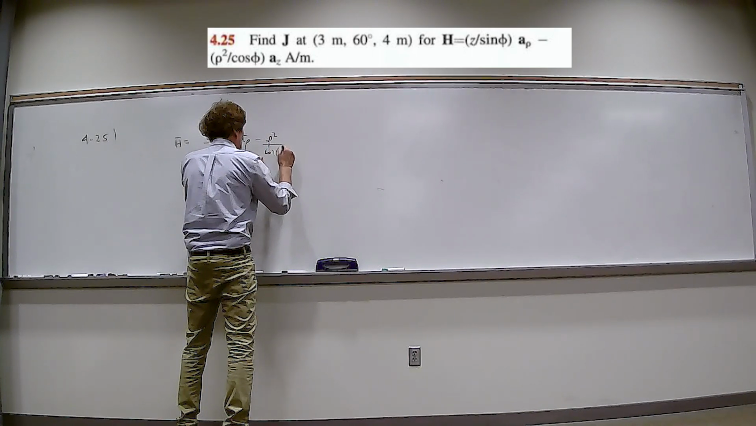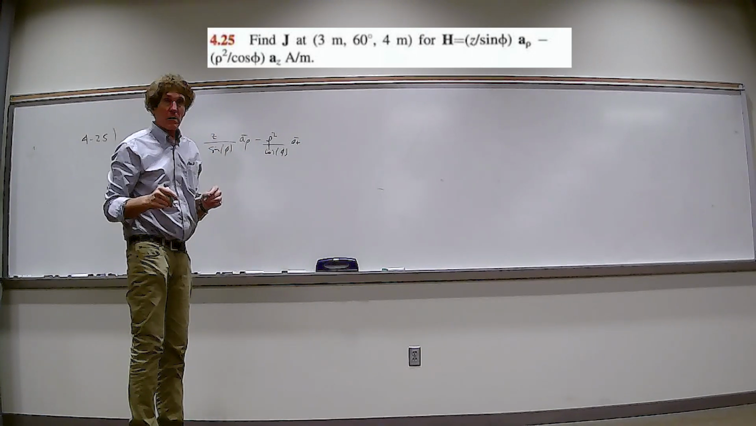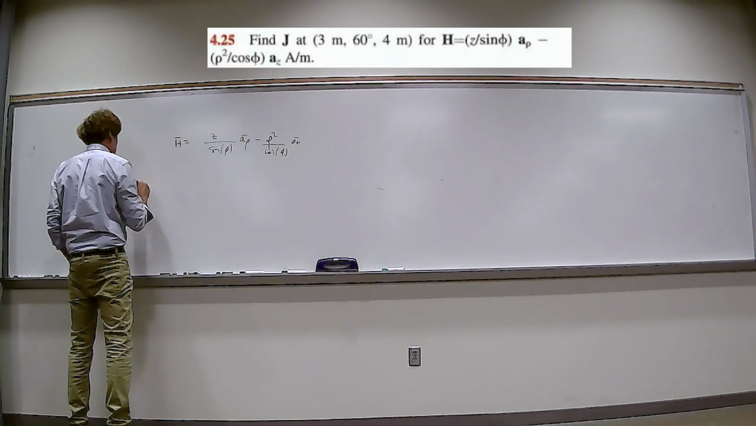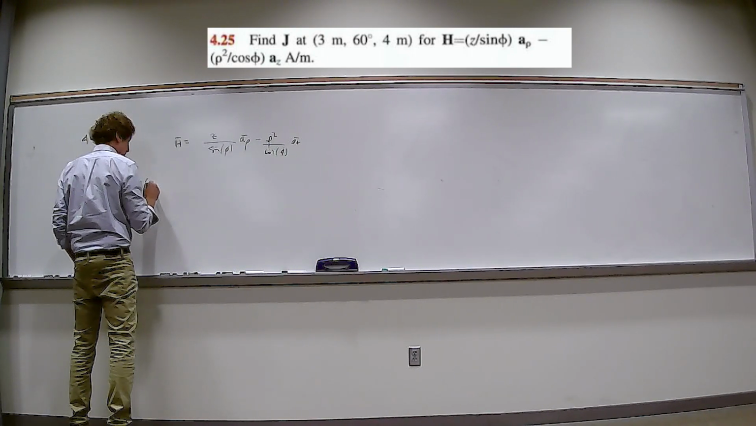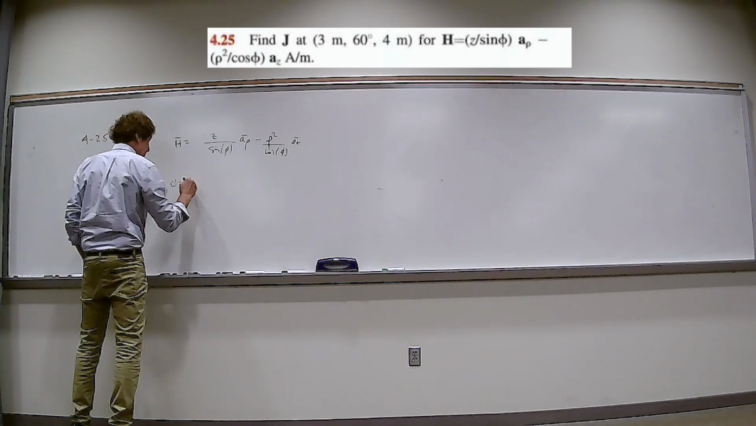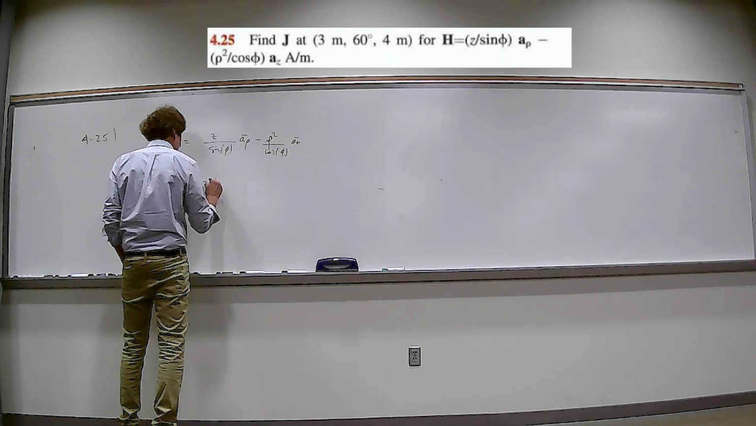And the AZ direction. It wants J at a point, which is 3 meters, 60 degrees. So rho equals 3, B equals 60, and 4 meters from Z, so Z equals 4.